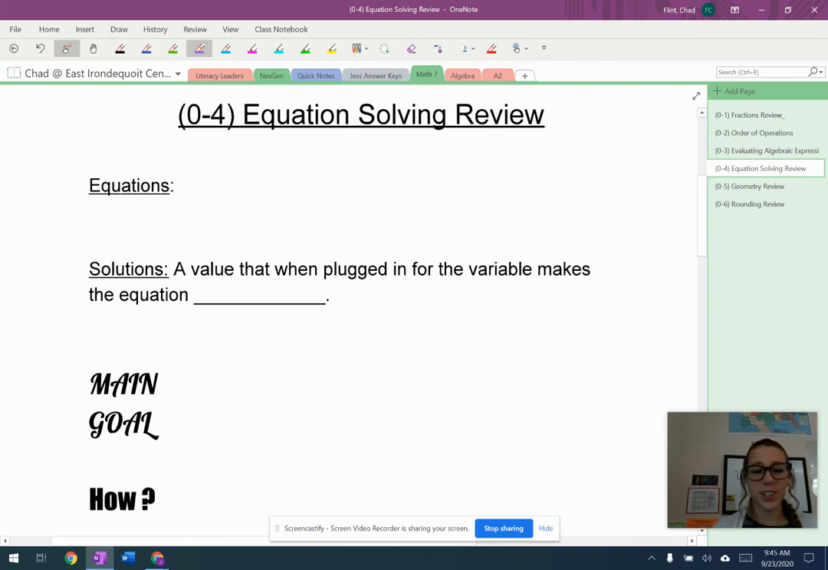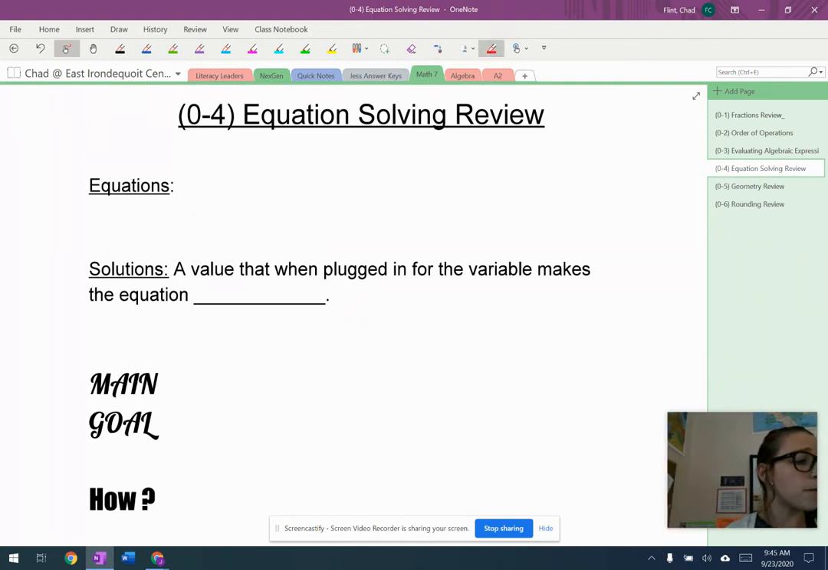Hey, hi, good morning. So we're going to look at 0-4 equation solving review today, which is a very important lesson because we do a lot with equation solving later in the year. So it's important that you are okay with it while it's starting off.